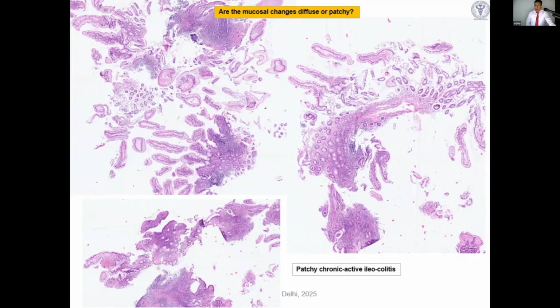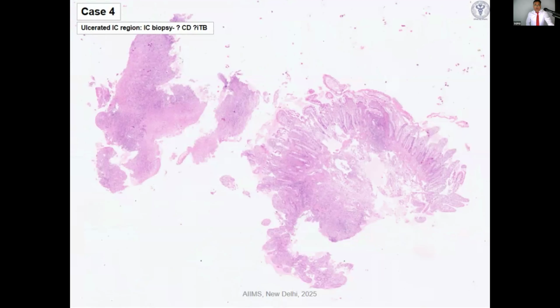So we thought it is a patchy chronic active ileitis, but please remember, not in all cases can we give an etiological diagnosis. Especially in this case, we did not find any microgranuloma, macrogranuloma or other changes. That's why we said it is a patchy chronic active ileitis. We cannot tell you the etiology. Kindly investigate further for the etiology.